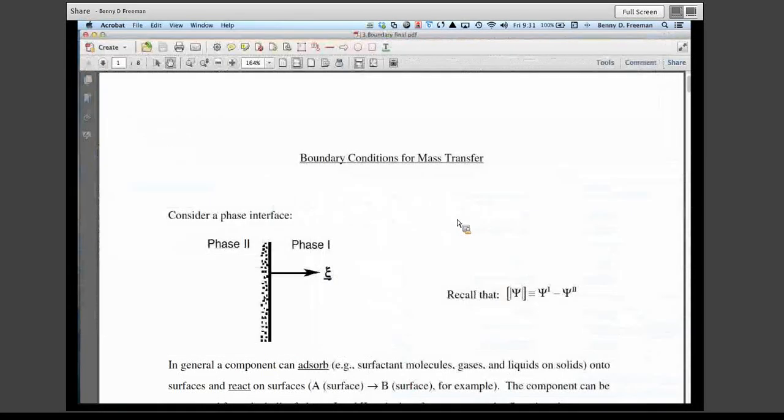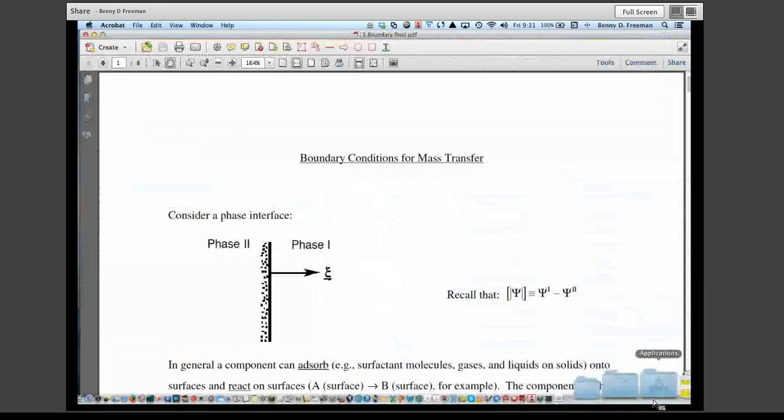So last time we were in lecture, we had a discussion of boundary conditions for mass transfer. And I want to check one thing, make sure that the sound is properly turned on.